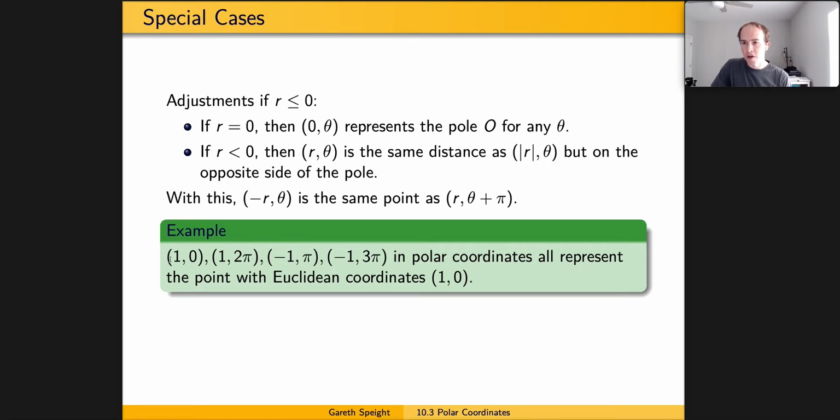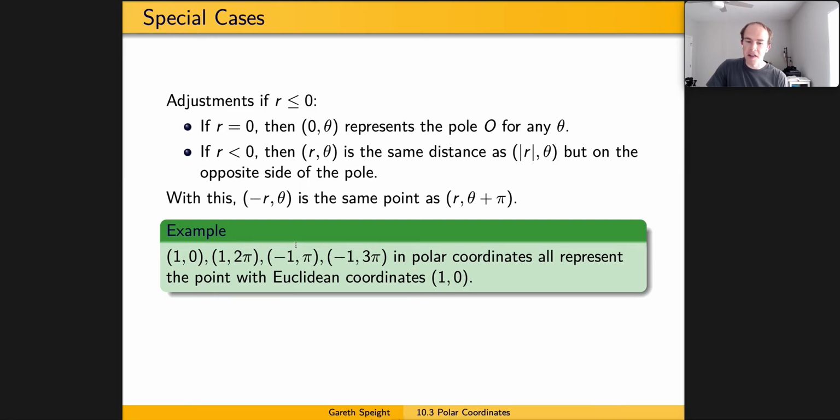For instance, we could travel a distance 1 and make an angle 0 with the positive x-axis. That would get us to Euclidean coordinates 1, 0. Or we could travel a distance 1 and move through an angle 2 pi. Okay, 2 pi is the same, obviously, as 0 for the purposes of directions. Or we could move at an angle pi, which would take us to the left.